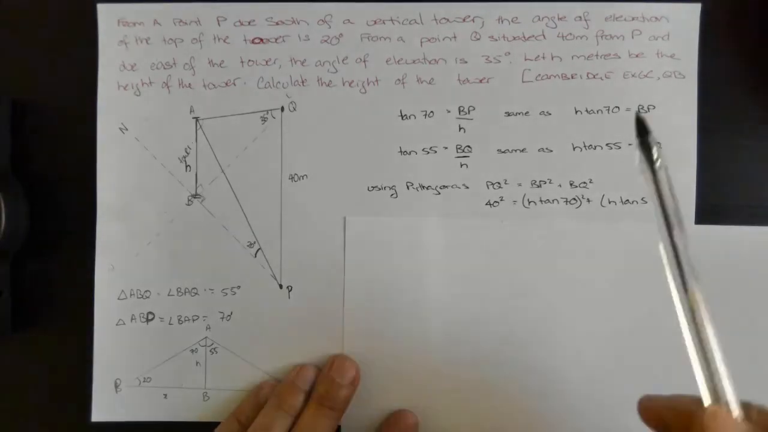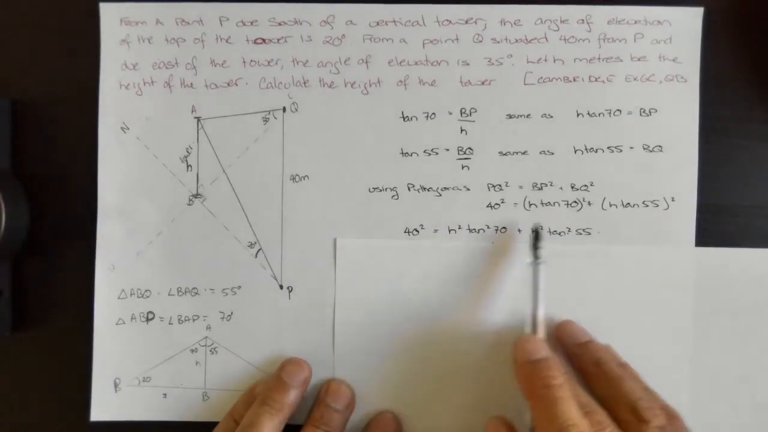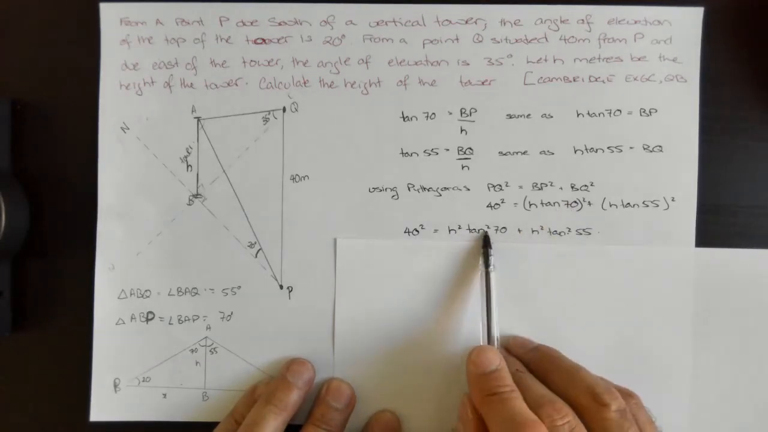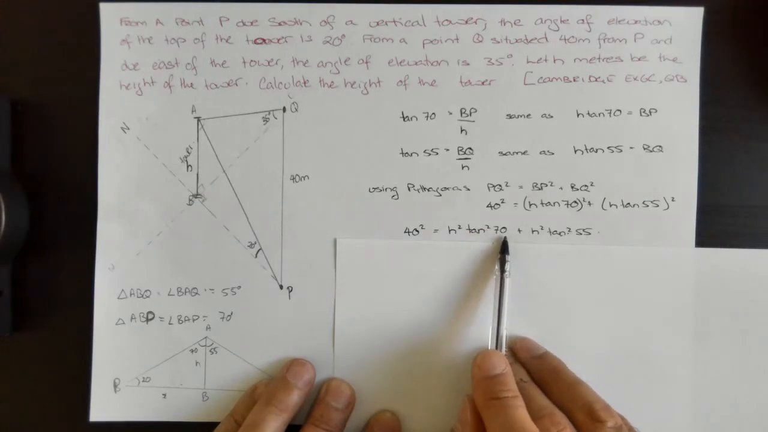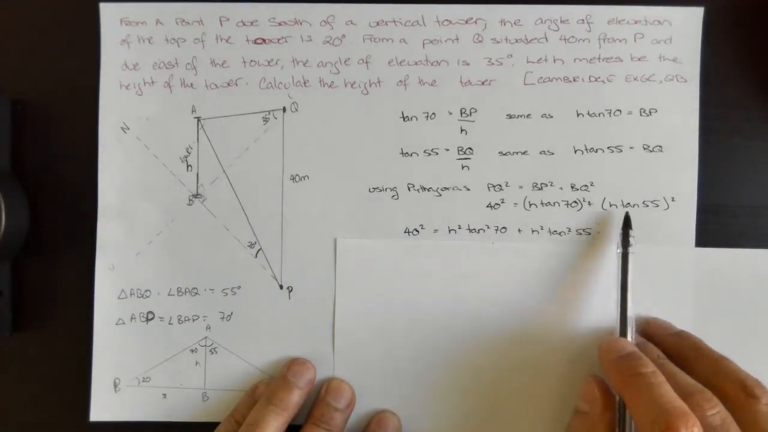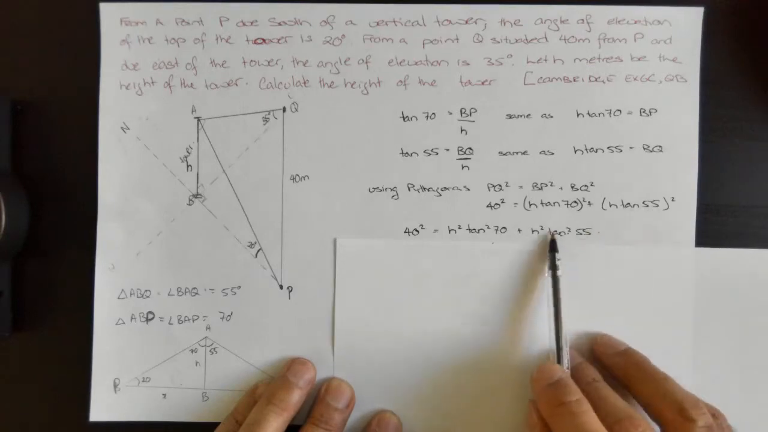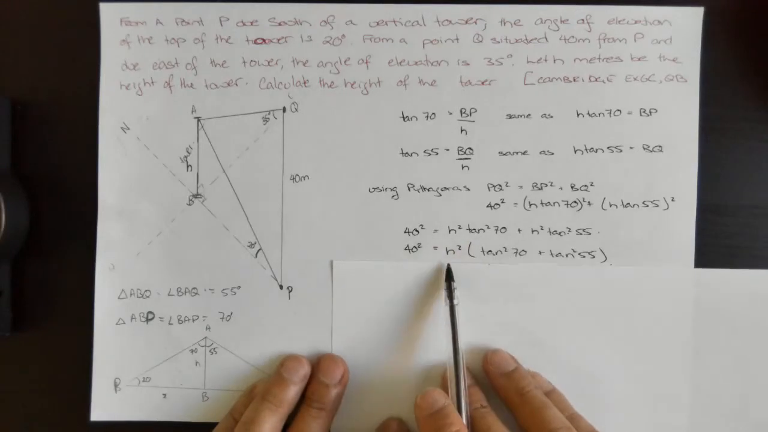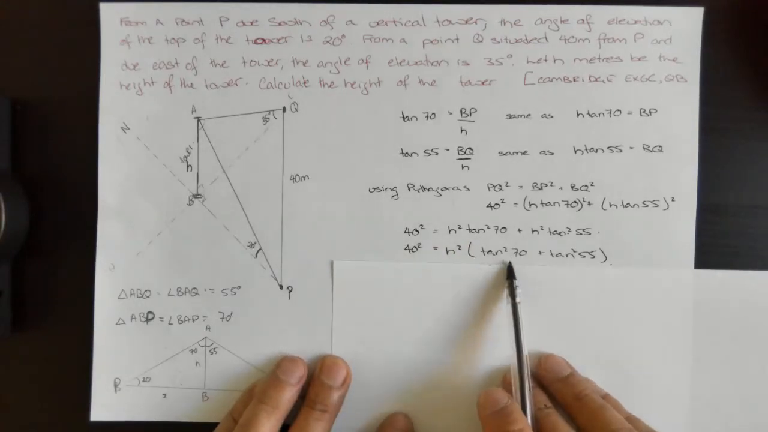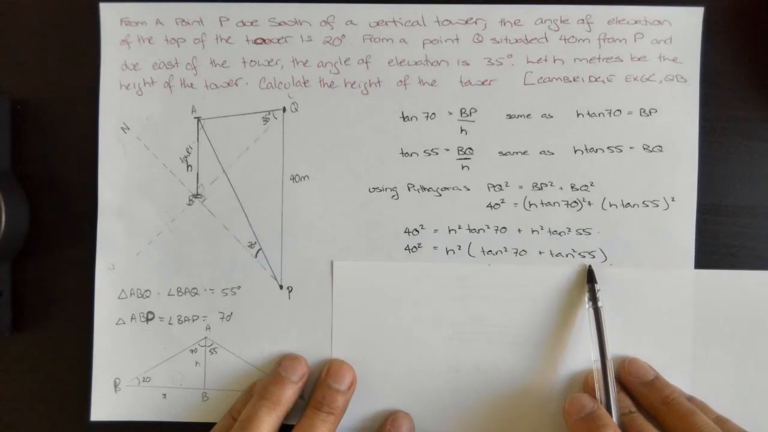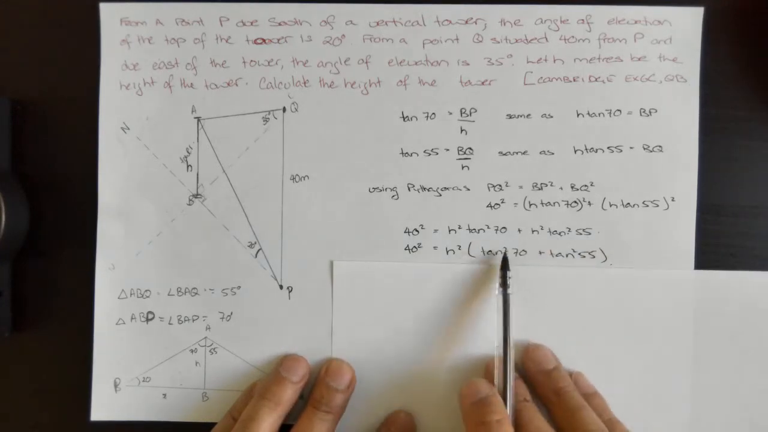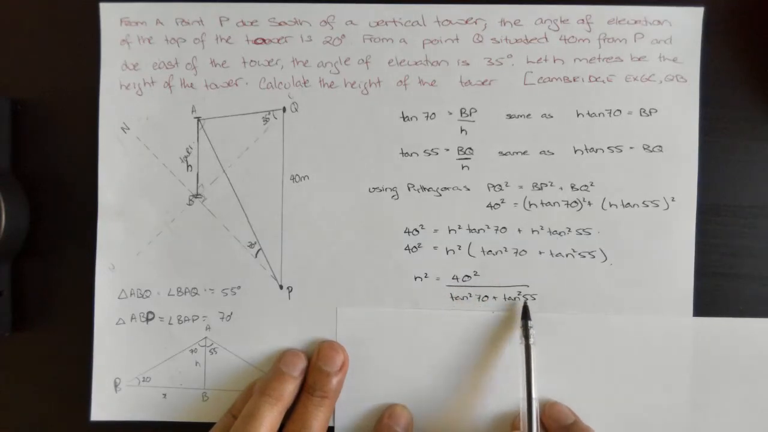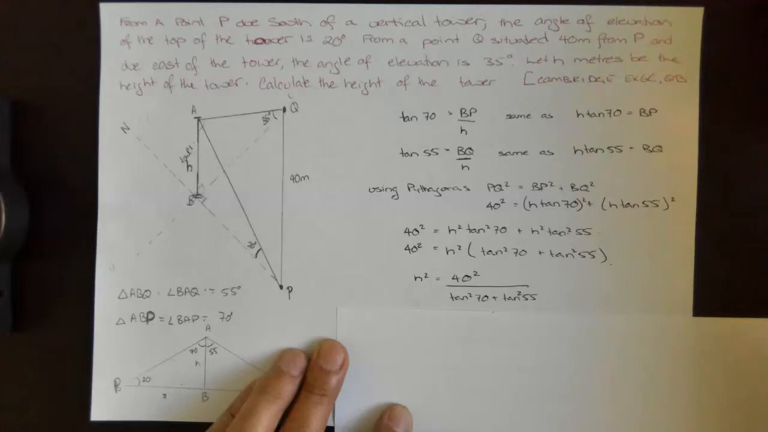Okay, so expanding that out, I get 40 squared equals H squared tan squared 70, plus H squared tan squared 55. The way I write that is I put the square sign in between tan and 70, and put the 2 in the middle. I'm going to factorize, so take out the H squared. So H squared times tan squared 70 plus tan squared 55. Divide both sides by this part. You get H squared equals 40 squared over tan squared 70 plus tan squared 55. And now I just plug that into the calculator.